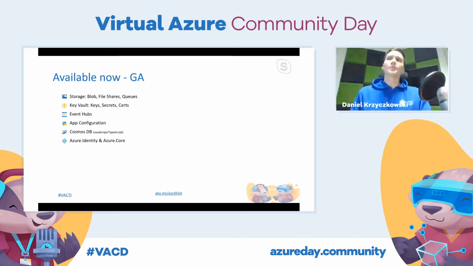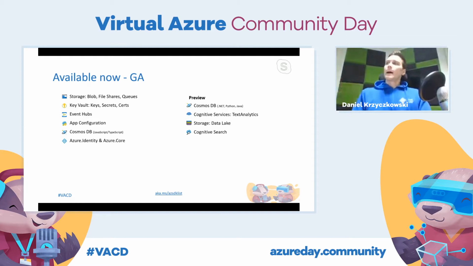And this is a really cool feature. I will show it soon in my presentation because there is a consistent way of connecting to Key Vault using this Azure SDK. And of course, some other SDKs like Event Hubs, App Configuration, Cosmos DB, right now for JavaScript and TypeScript, and Azure Identity and Azure Core. Those libraries below, Azure Identity and Core, I would say are like a basic pillar of all the libraries above, and I will also talk about them.